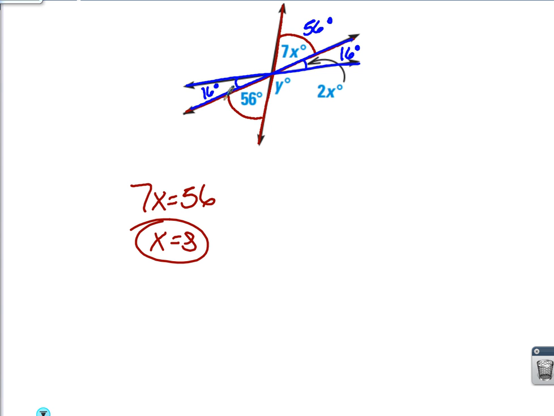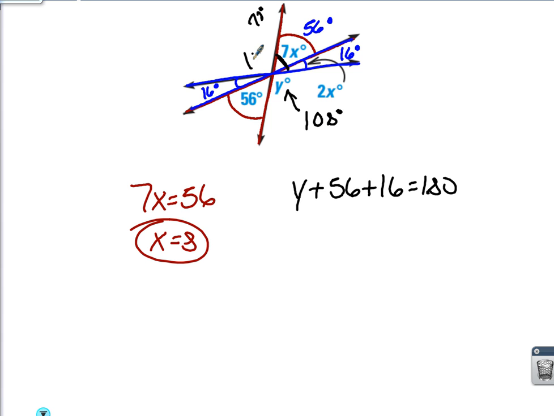Now, how in the world are we going to find y? Jordan D., what do you think? How can you find y? So here's your equation. y plus 56 plus 16 equals 180. And honestly, I wouldn't write that down. You're probably not going to write it down either. You're going to say, well, these two angles add up to 72. And we know that all three have to add up to 180. So that leaves what for y? 108.